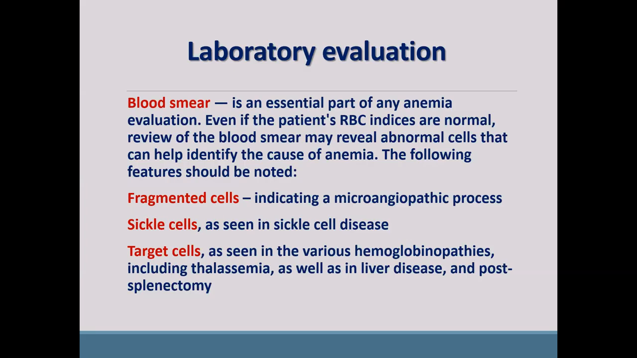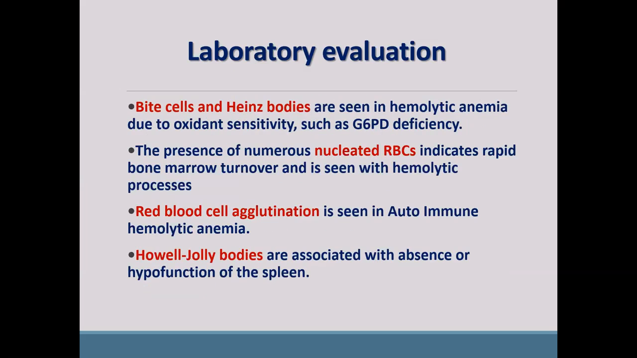Even if RBC indices are normal, we should review the blood smear, which might reveal abnormal cells that help identify the cause of anemia, like the following: fragmented RBC in microangiopathic anemia, sickle cells in sickle cell disease, and target cells seen in various hemoglobinopathies like thalassemia, sickle cell, liver disease, and post-splenectomy.